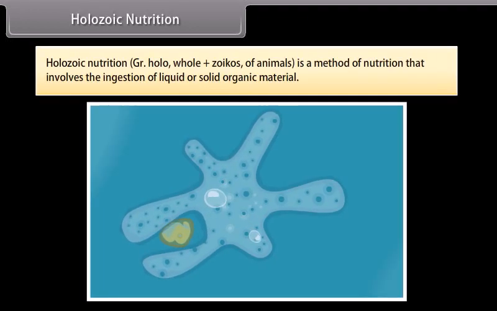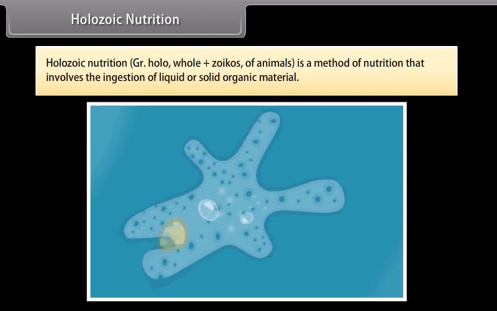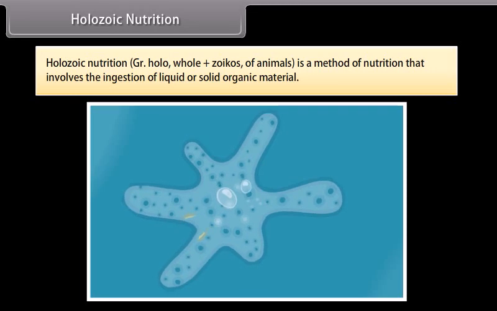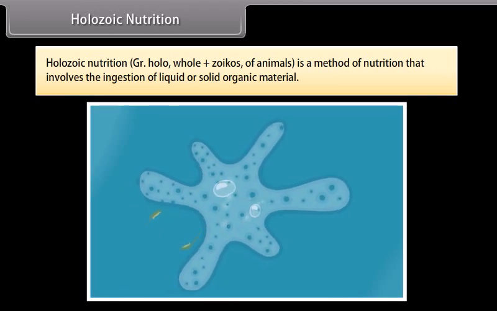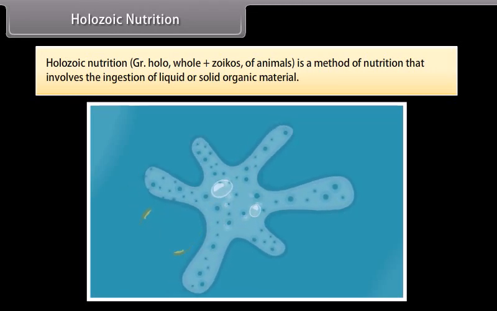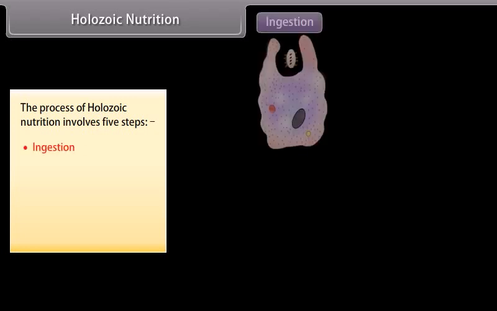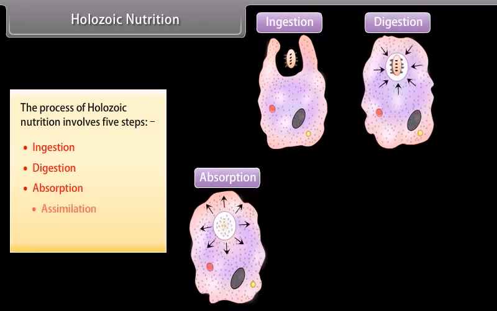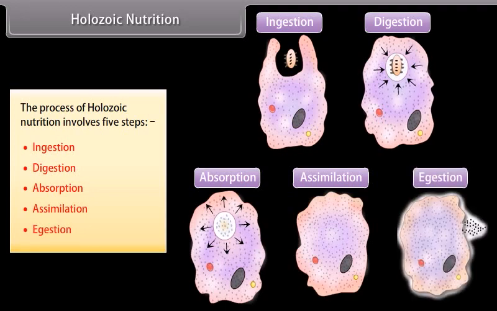Holozoic nutrition. Holo means whole and zoikos means animals. It is a method of nutrition that involves the ingestion of liquid or solid organic material. The process of Holozoic nutrition involves 5 steps: ingestion, digestion, absorption, assimilation, and egestion.